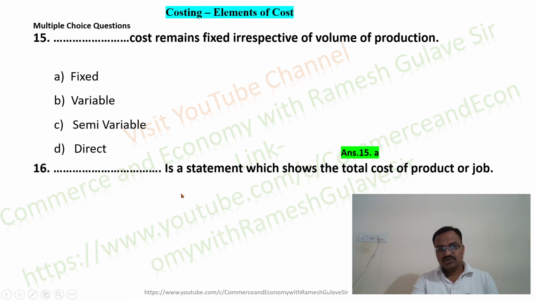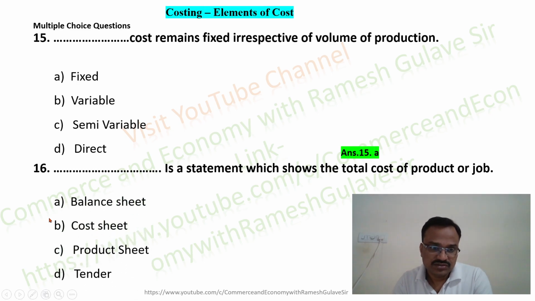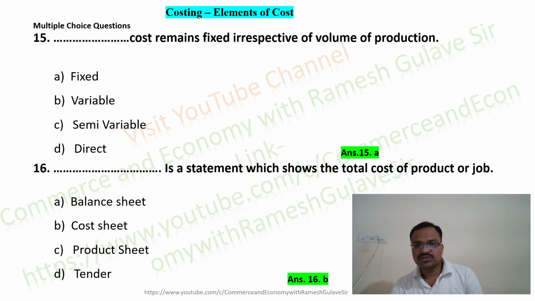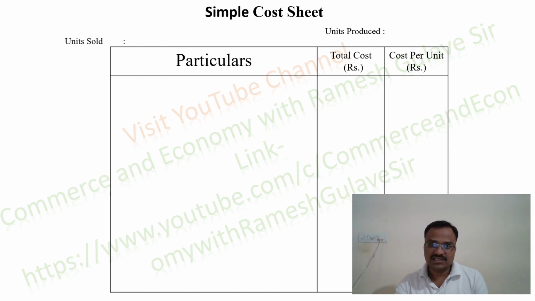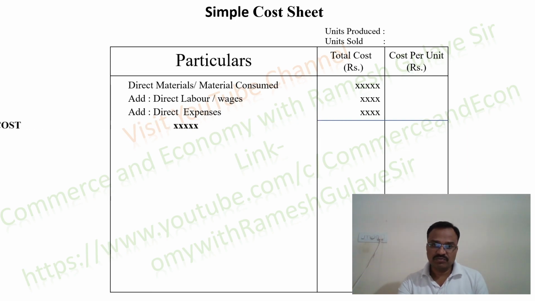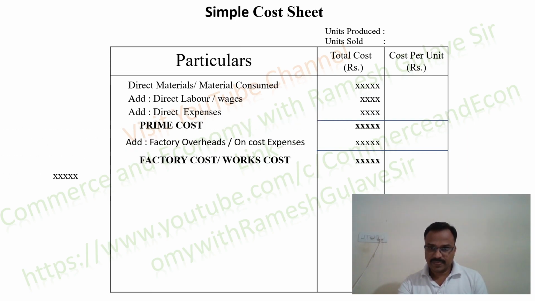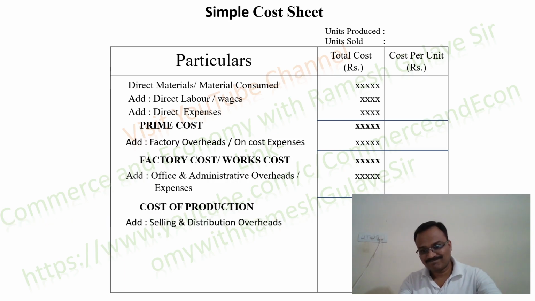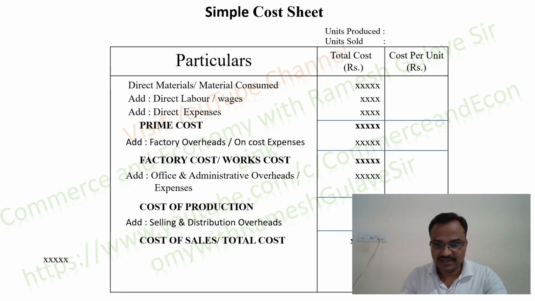Next question is related to dash is a statement which shows the total cost of product or job. So it is nothing but the cost sheet. Cost sheet is also known as statement of cost, right? So here option B is the right answer. That is, cost sheet is a statement which shows the total cost of product or job. So friends, here we have discussed the important questions related to the elements of cost and cost sheet. So I hope now the concept of elements and cost sheet is clear, right?